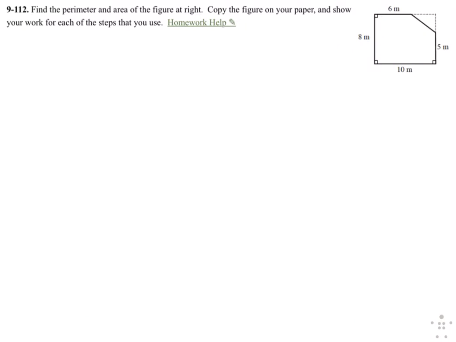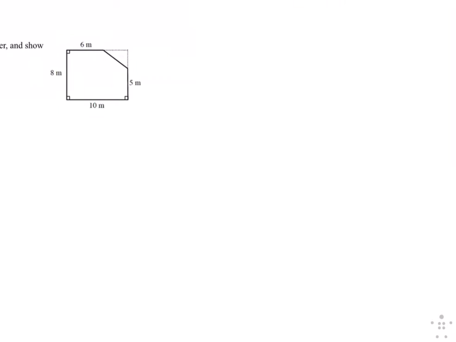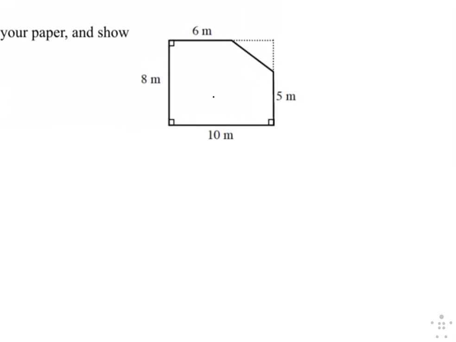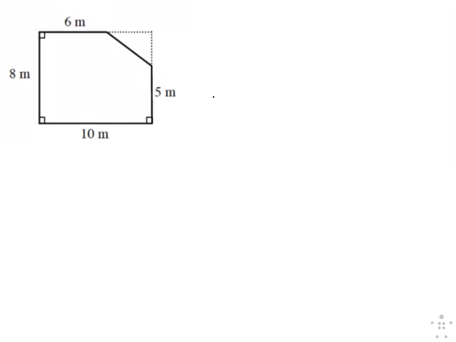Okay, this one, they want us to find the perimeter and the area of the figure at the right. So I'm going to bring this over because all we really need is the figure, right? So I'll move it as far as I can. Okay, so here we go. So the perimeter, the key point is that we're looking for this spot right here, this length right there.